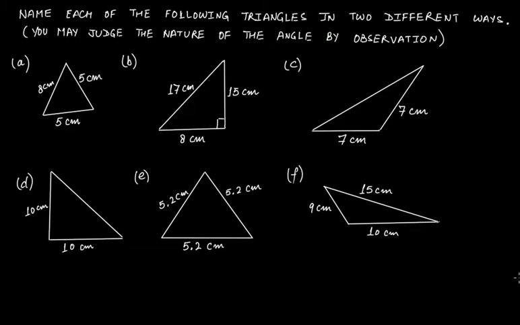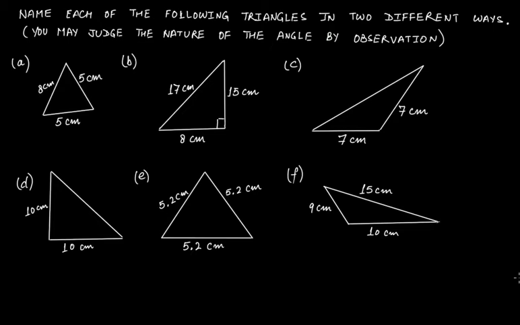So we have a question here, and it is that name each of the following triangles in two different ways. Now you may judge the nature of the angle by observation. What it means, you have six triangles, and you have to categorize these triangles, classify them depending upon their sides, and that would be the first classification. The second classification would be according to their angles.